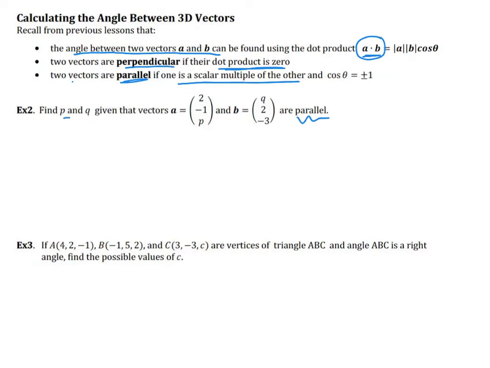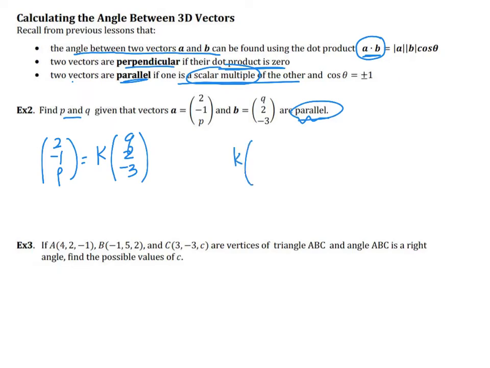So it says find p and q given that vectors A equals (2, -1, p) and B equals (q, 2, -3), and given that they are parallel to each other. So if they are parallel, they must be scalar multiples of one another. There are two ways you can do this. You can say (2, -1, p) is going to equal some number k multiplied by (q, 2, -3), or you can say some number multiplied by (2, -1, p) is going to give you (q, 2, -3). Either way, it doesn't matter. You're going to get the same answer for p and q.